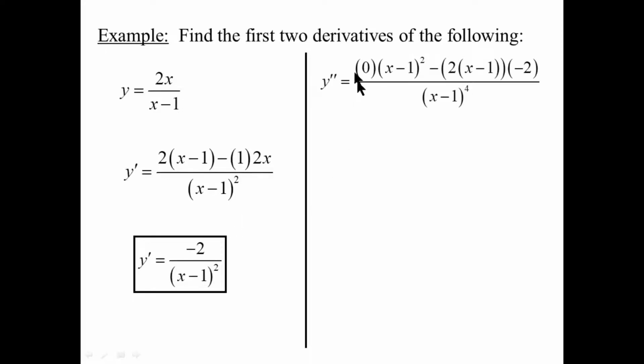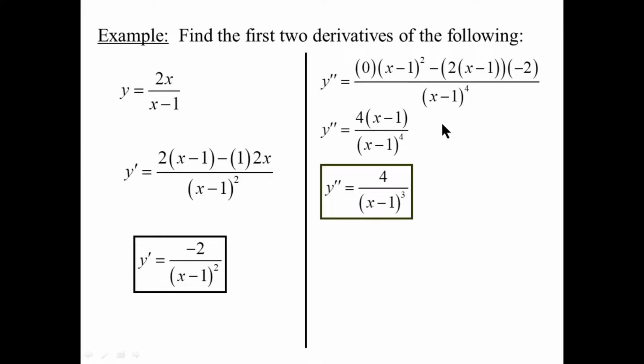y double prime is top thing prime, which is 0, times the bottom thing, minus the bottom thing prime, which is 2 times x minus 1, times the top thing, over the bottom thing squared. Now the left part of this just disappears because it's 0 times something, and the right part simplifies somewhat to this. And we have some canceling happening here. x minus 1 is a factor of both numerator and denominator, so it reduces to that.